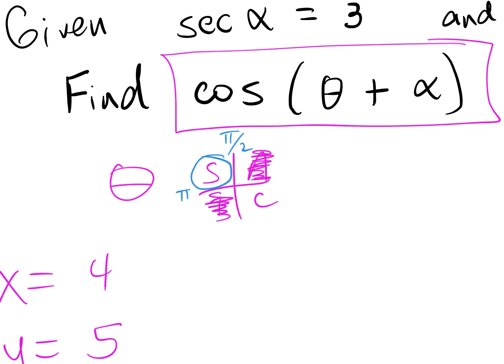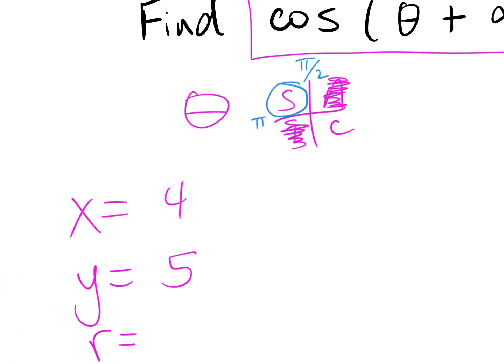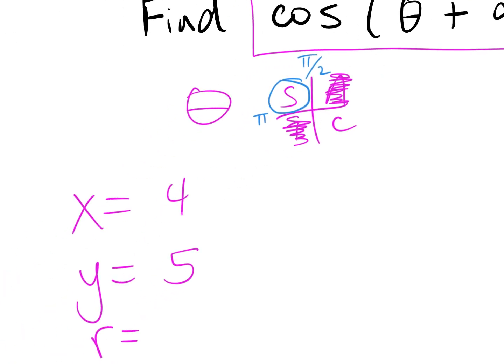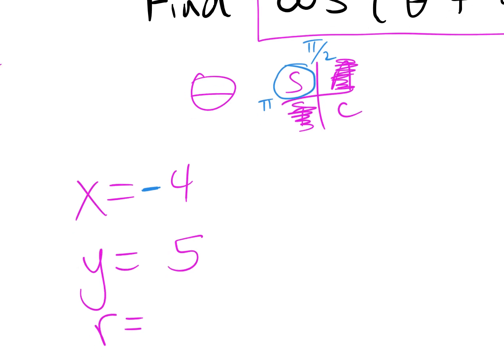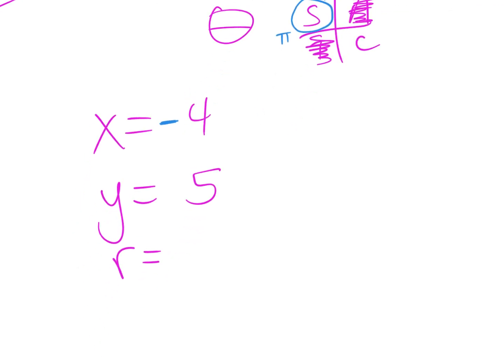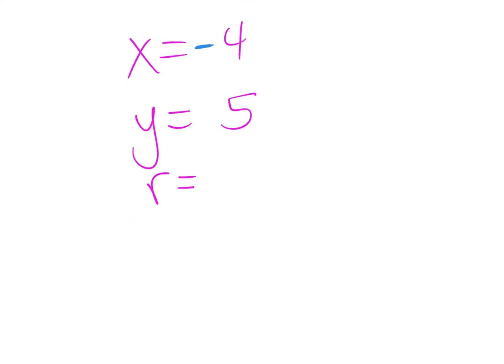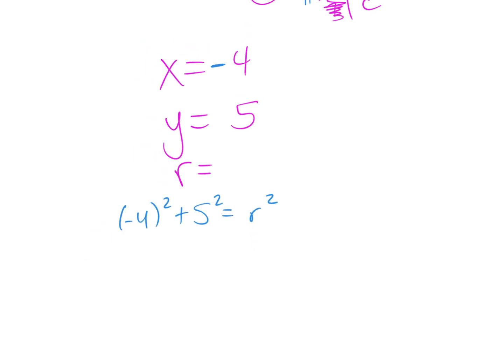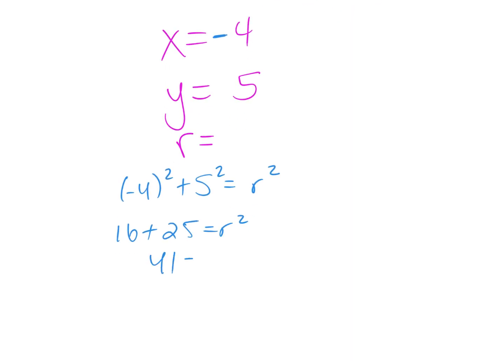Well, what do you know about the x value and what do you know about the y value in the second quadrant? X is negative, y is positive. That is important, guys. That sign is super important. Now, to figure everything else out, this is easy. You say negative 4 squared plus 5 squared equals r squared. So 16 plus 25 equals r squared. 41 equals r squared. Take the square root, right?